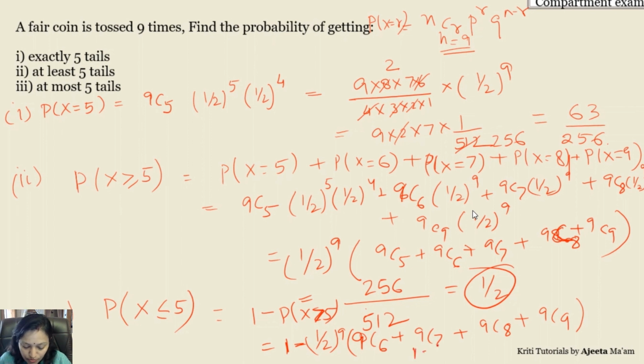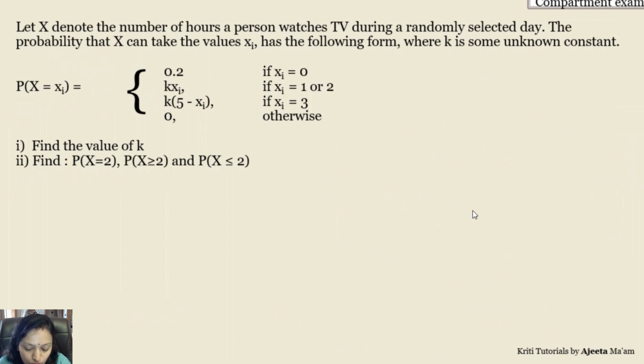So now what do we get? 1 minus 130 upon 512, so we get the answer as 191 upon 256. That's the final answer. So the question is lengthy but not tough. Easily you can calculate and use the calculations for the next part as well. Now this was a question which was again in the compartment exam. This was based on k, and these questions are really easy to solve.